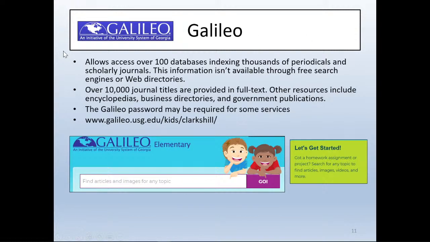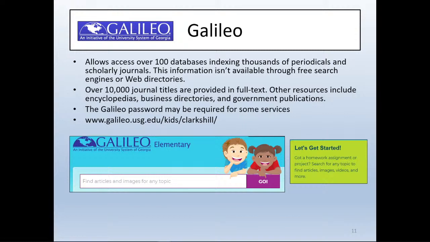What is Galileo? Galileo allows you to access over 100 databases. These are things that are not just on Google or open to the general internet, okay? Accessing these things does cost, but we do have it free through the library to you, okay? Indexing thousands of periodicals, scholarly journals. This information is not available through free search engines or web directories. Over 10,000 journal titles are provided in full text. Other resources include encyclopedias, business directories and government publications.